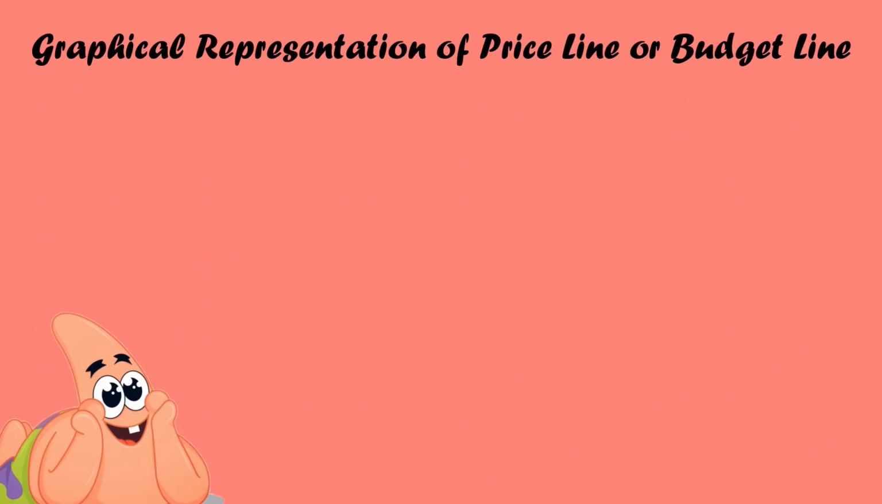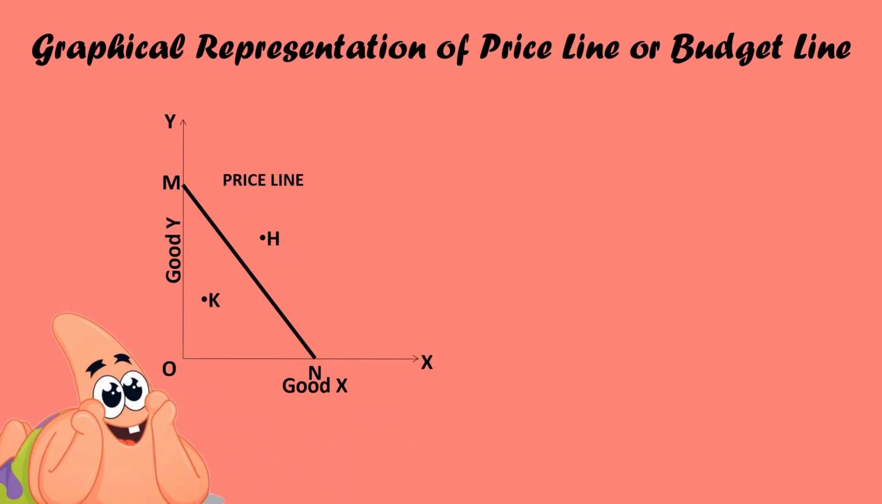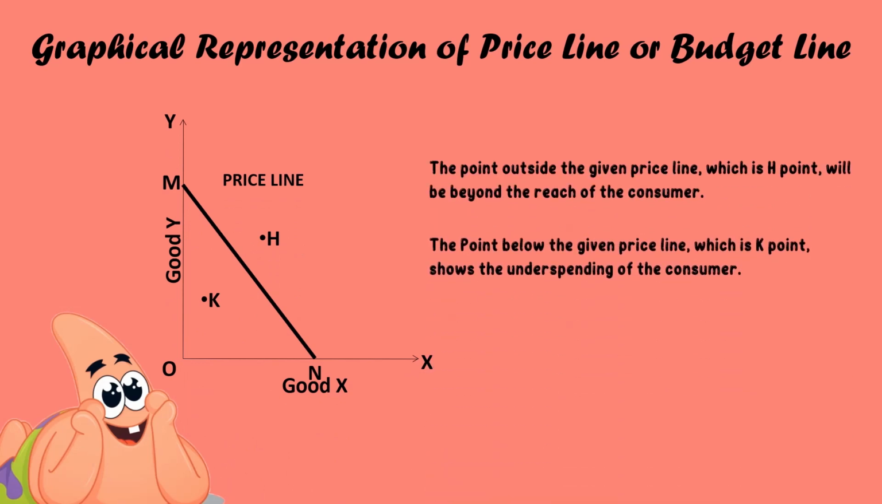Now I know why. Because in this video, we'll provide you the graphical representation of price line or budget line. As you can see in here, a budget line shows all possible combinations of two goods that a consumer can buy within the funds available to him at the given prices of the goods. All combinations that are within his reach lie on the budget line. But the point outside the given price line, which is point H, will be beyond the reach of the consumer. On the other hand, the point below the given price line, which is point K, shows the underspending of the consumer.